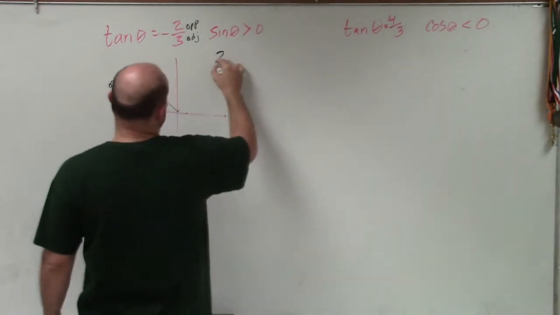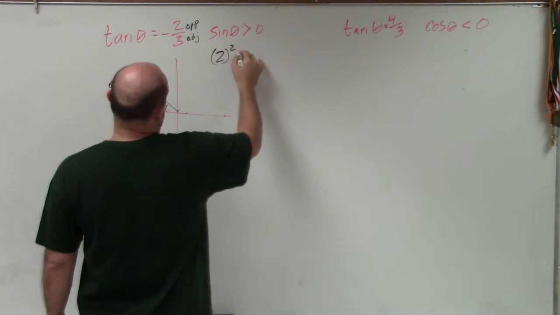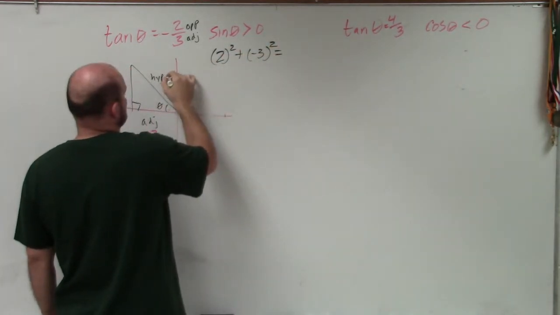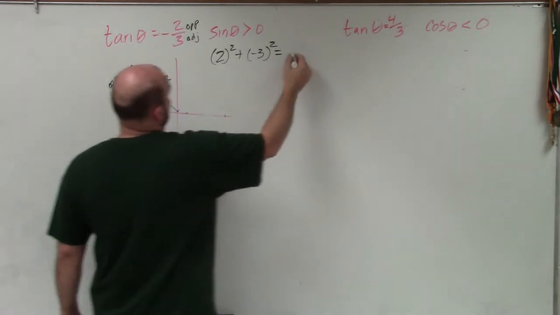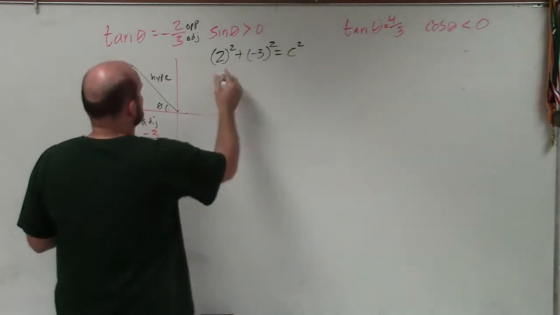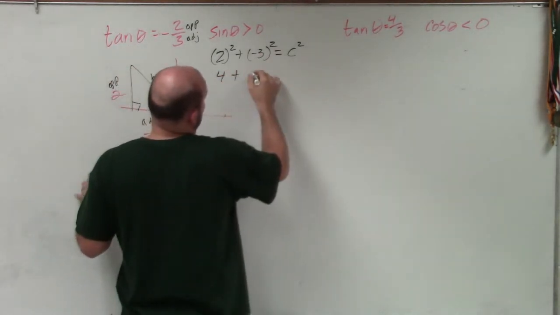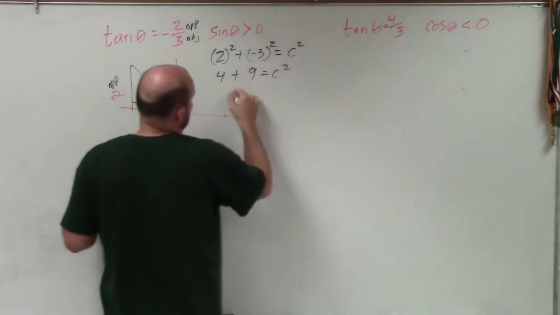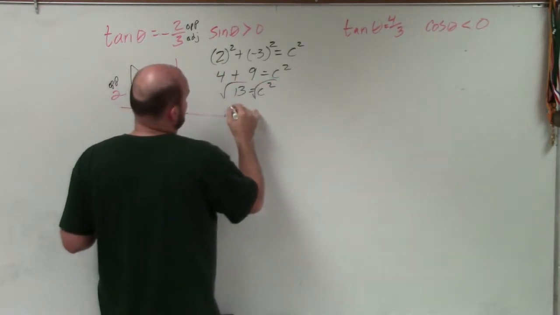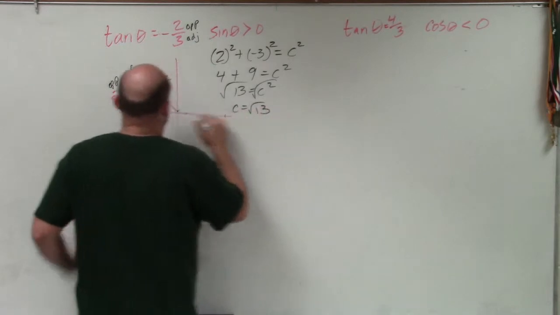So I do 2 squared plus negative 3 squared equals hypotenuse squared. Let's just call that c. Remember, side squared plus side squared equals hypotenuse squared. So 2 squared is 4, plus negative 3 squared is 9, equals c squared. 13 equals c squared, so c equals the square root of 13.